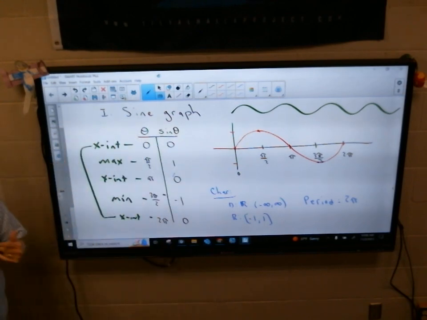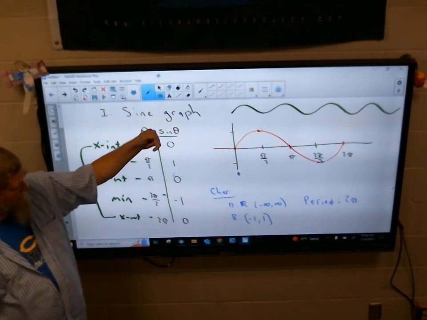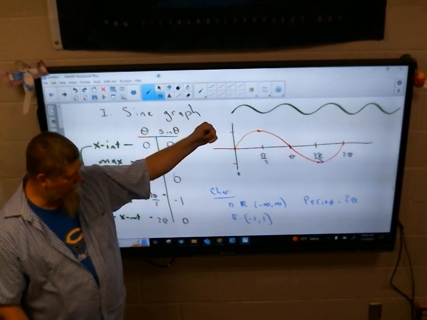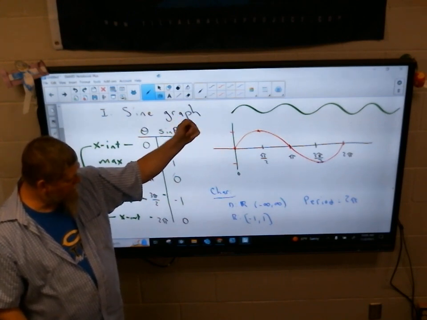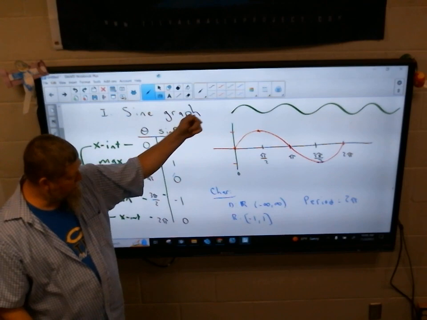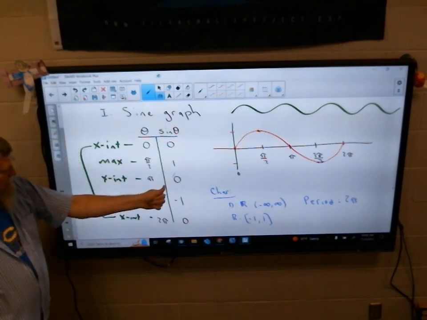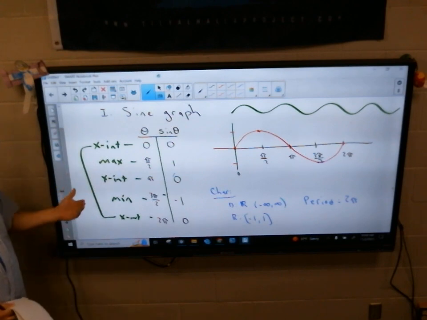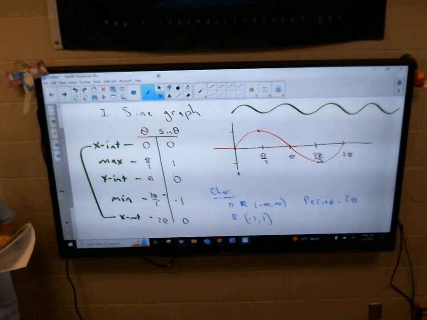So every 2 pi, it's going to repeat. We drew it over earlier, 5 pi over 2, 3 pi, 7 pi over 2, 4 pi. It's just going to keep recycling over and over and over. Just keep adding that on. Same thing this way. Negative pi over 2, negative pi, and so on. So there's a period of 2 pi. Okay, let's see one other thing.